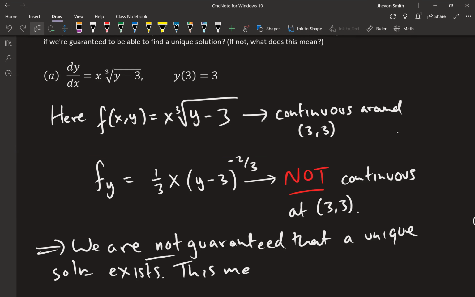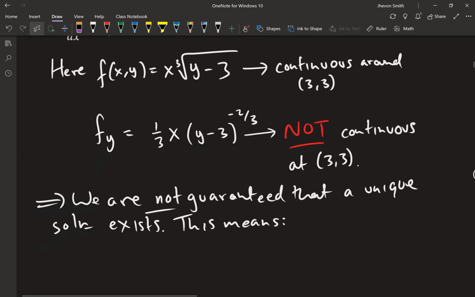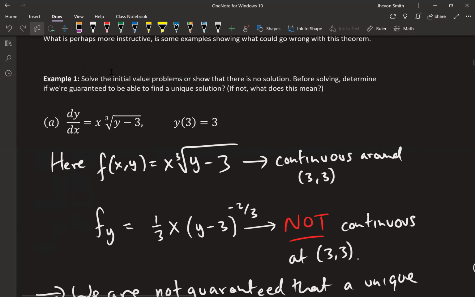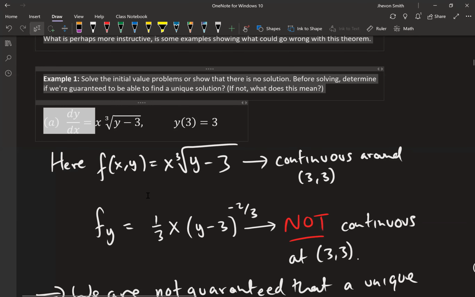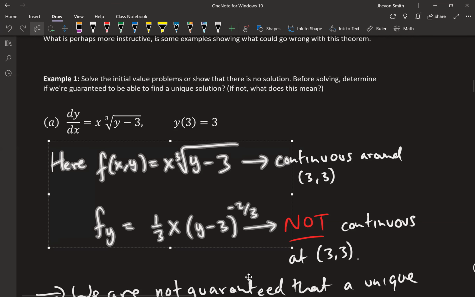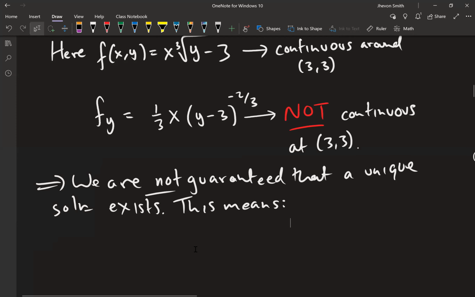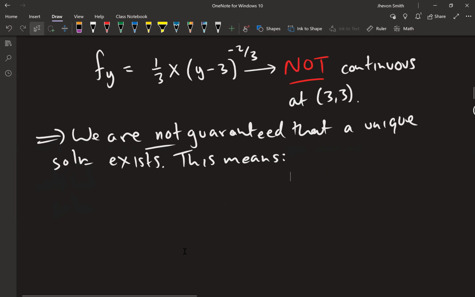Now, I want to make sure that you guys actually know what this means. So saying that I'm not guaranteed to find a unique solution, what are the possibilities now? If for some reason this differential equation was very important to me, and I wanted to know if it has an answer or doesn't have an answer, me doing this check right here, what does that tell me about the possibility of a solution, based on the theorem?